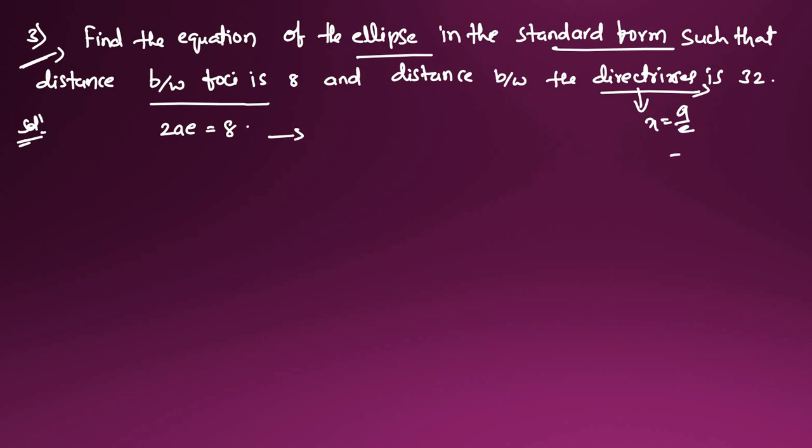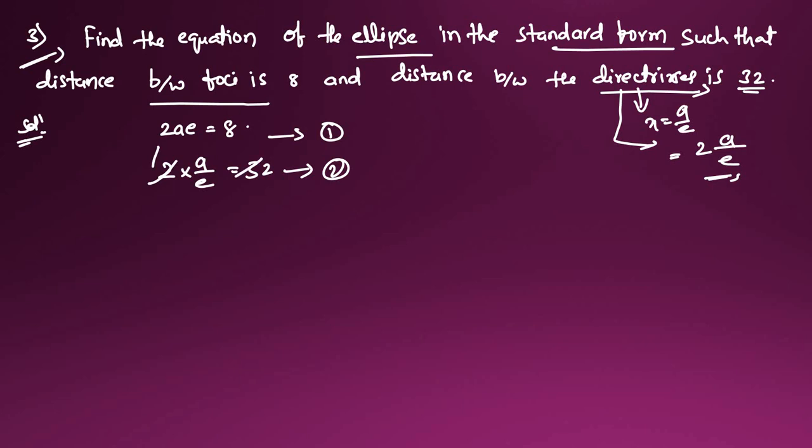So the distance between these two lines will become 2a by e. The distance between the directrices is 2 into a by e, which is equal to 32, as he has given. So this is the first equation and this is the second equation. Here 2 sixteens are 32 and 2 fours are 8, so ae is equal to 4 and a by e is equal to 16.